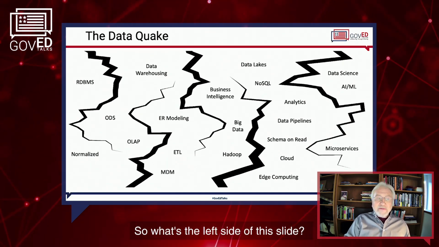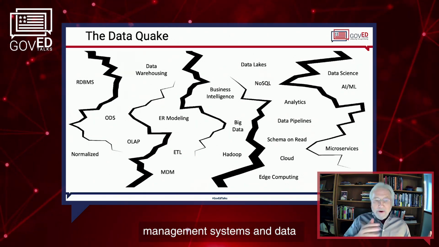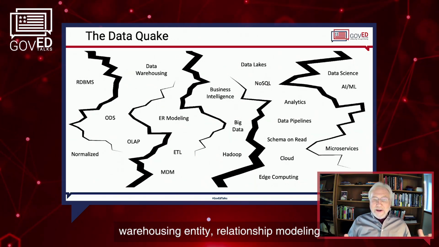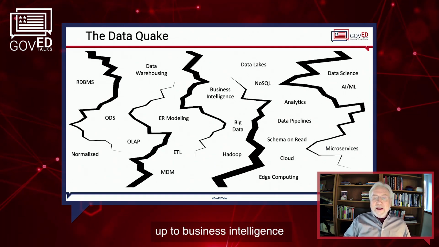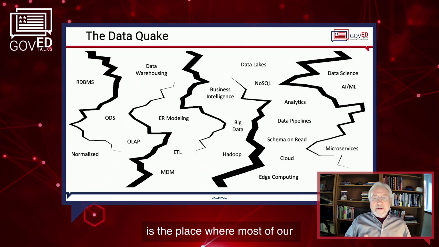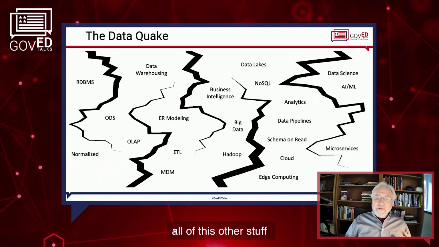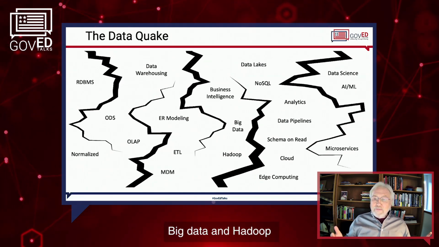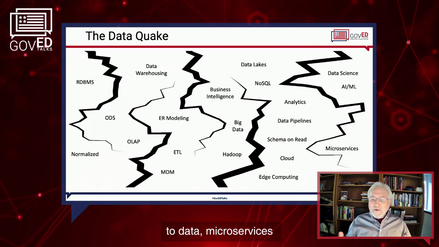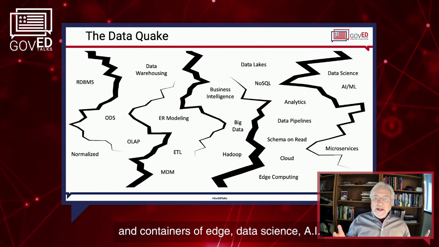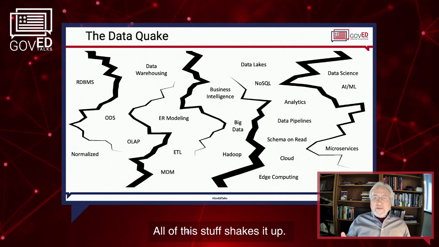So at the left side of this slide, you see a lot of things that are familiar: relational database management systems and data warehousing and entity relationship modeling and ETL, and it sort of continues from left to right. Up to business intelligence is the place where most of our data management architectures today are founded. But then we've experienced all of this other stuff that shakes it up: big data and Hadoop and complex data pipelines and schema on read access to data, and microservices and containers and edge, data science, AI, machine learning, NoSQL. All of this stuff shakes it up.